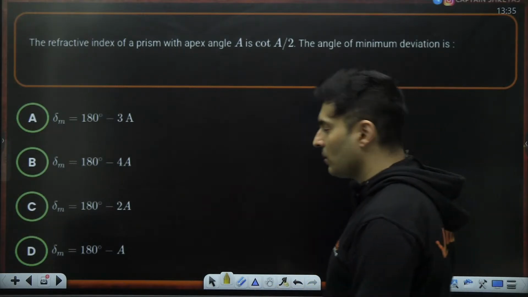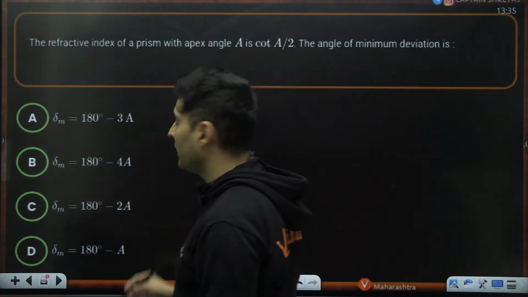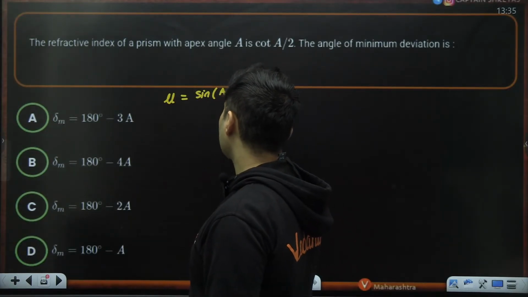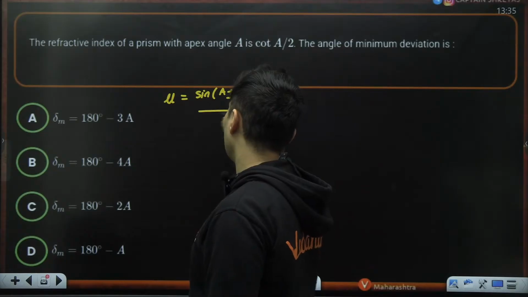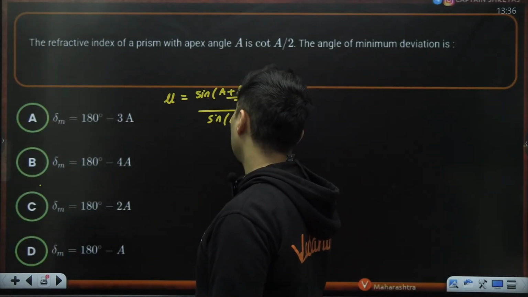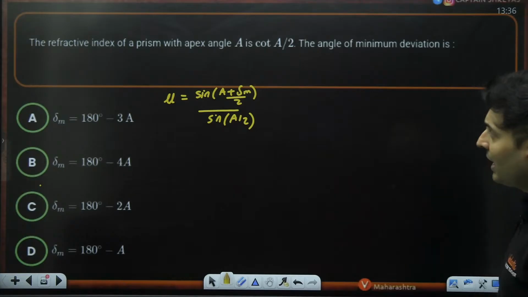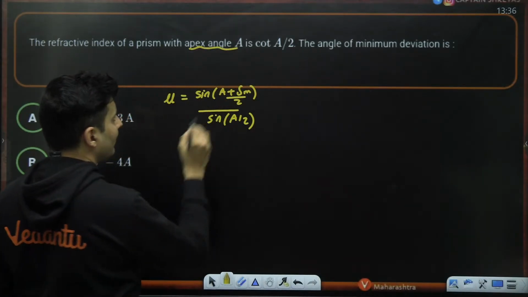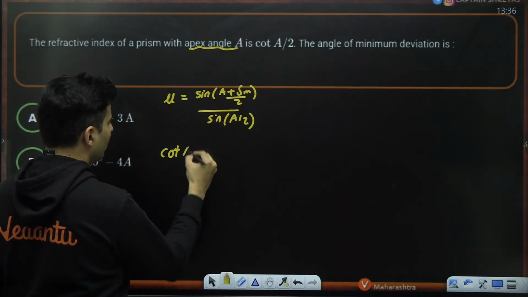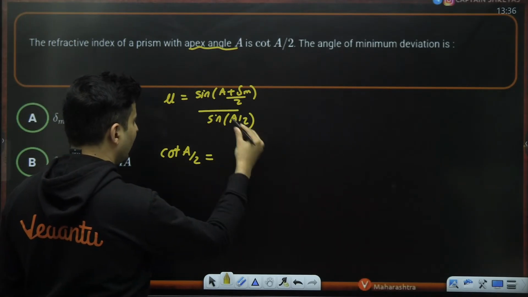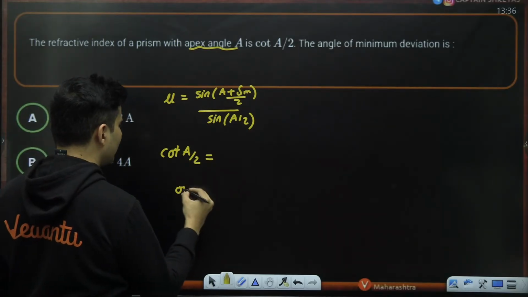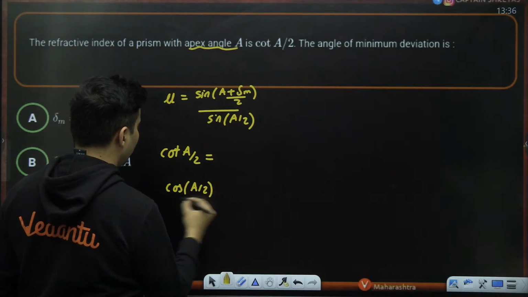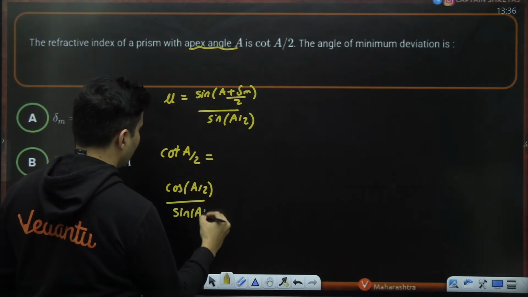Refractive index of the prism of angle A is cot A by 2, the angle of minimum deviation. Again, they have asked the question on the same formula, which means it is very important. So again use mu is equal to sine of (A plus delta minimum) by 2, whole thing divided by sine of A by 2. The refractive index is cot A by 2. Apex angle means angle of prism. Don't get confused. So this mu is given to be cot of A by 2. Cot is nothing but cos by sine.